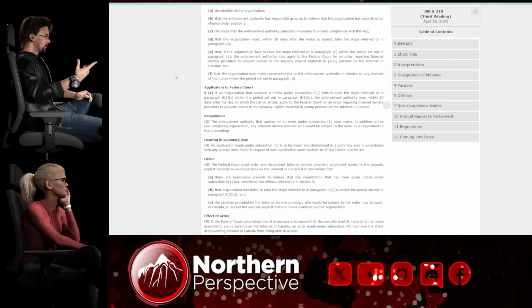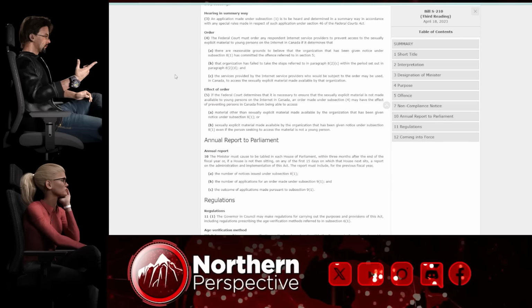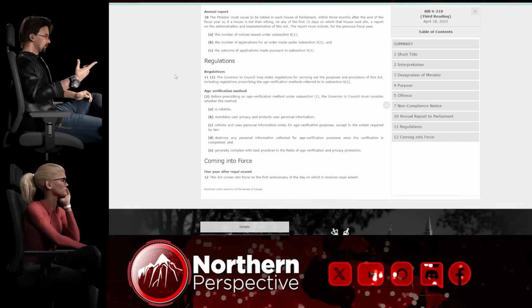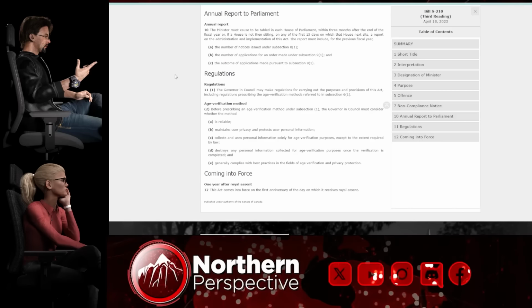So let's get into the real question of this, which is, how are they going to do this? Well, they keep referring to a prescribed age verification method. So it sets it out here, kind of. It's a little vague. It's in Section 11 under regulations. The governor and council may make regulations for carrying out the purposes and provisions of this act, including regulations prescribing the age verification methods referred to in subsection 6.